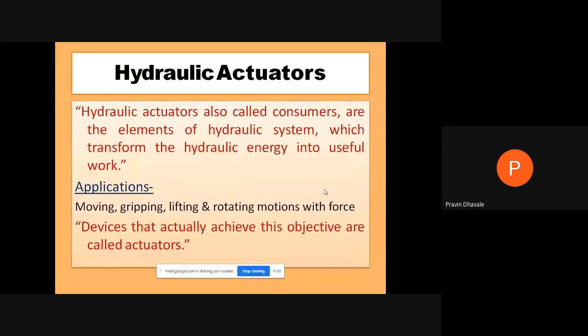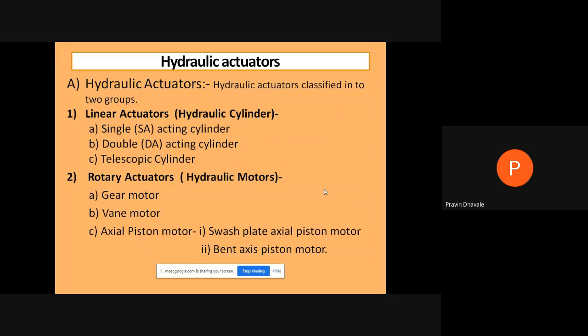Then in the previous lecture we focused on hydraulic actuators. Hydraulic actuators may be called consumers, which are used to transfer the hydraulic energy into useful work. Useful work means some kind of mechanical work. It may be used for gripping purpose, lifting purpose, or clamping purpose. So this work is achieved by certain kinds of devices called hydraulic actuators.